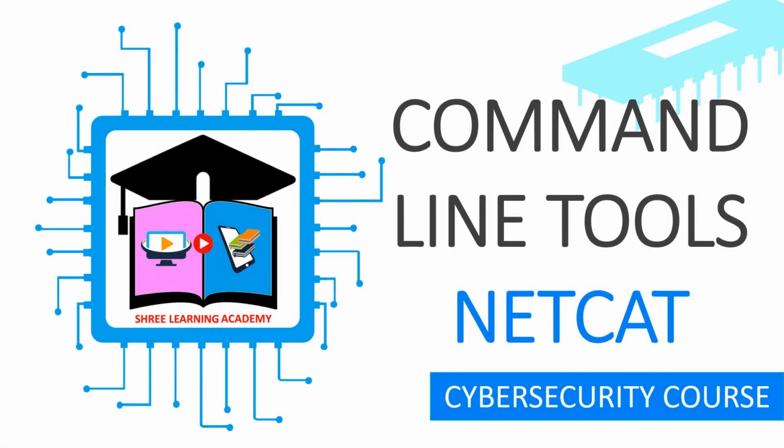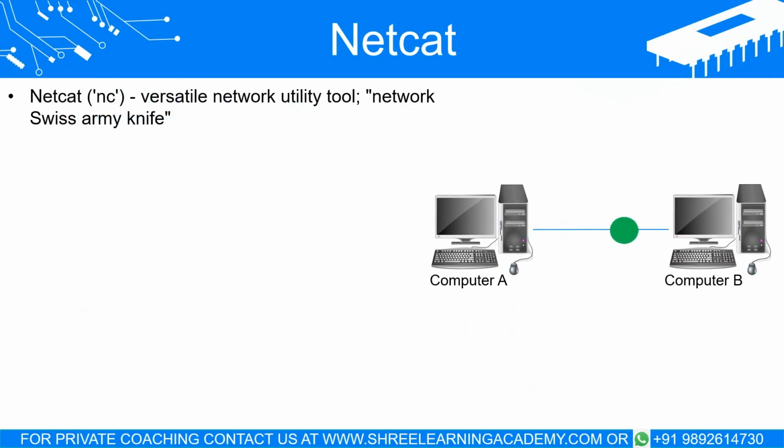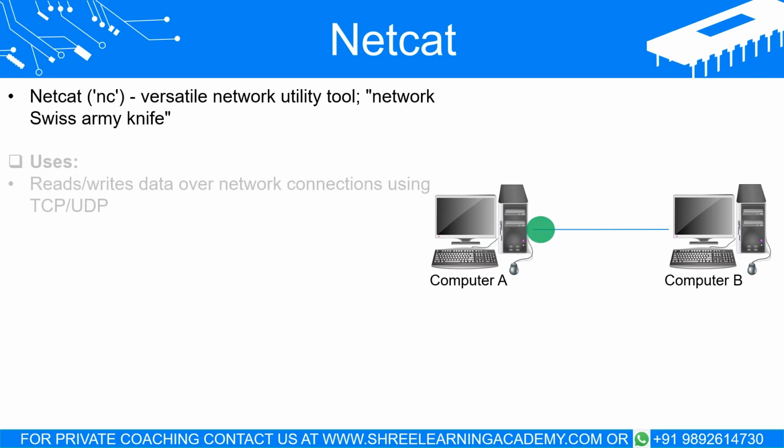Our today's topic is Netcat. So let's get started. Netcat, often abbreviated as NC, is a robust and versatile network utility tool. It's a simple Unix utility that reads and writes data across network connections using TCP or UDP protocols. Imagine it as a digital pipe, moving data and information from one point to another over the internet. In many ways, Netcat is to networking what duct tape is to household repairs.